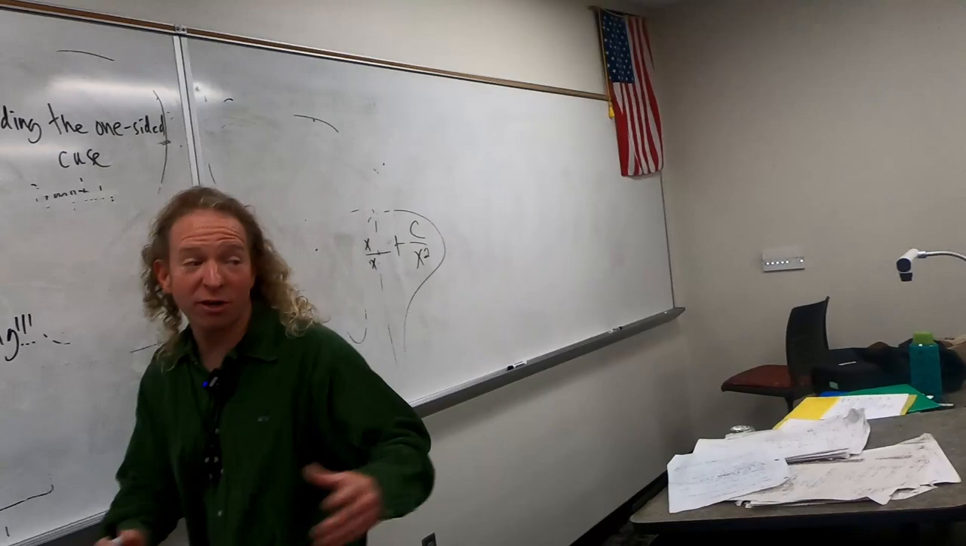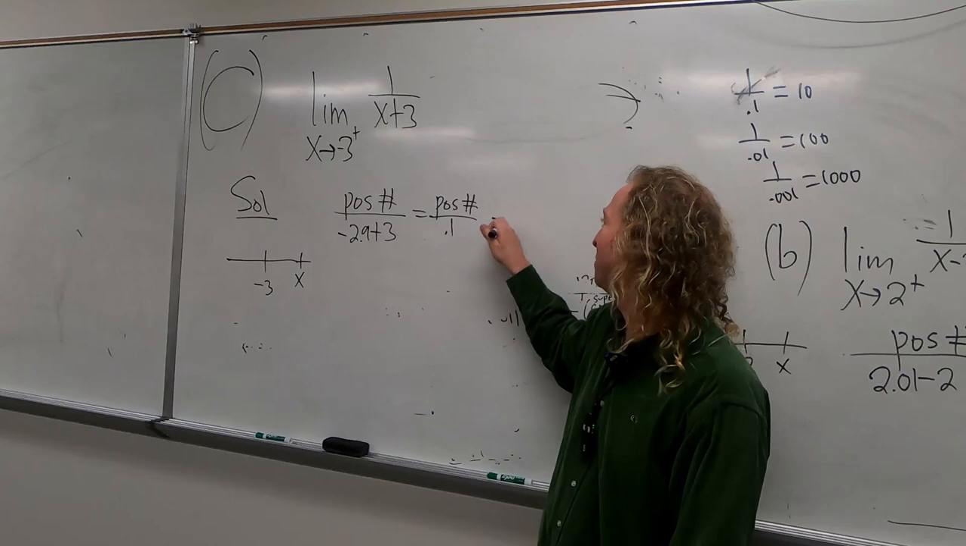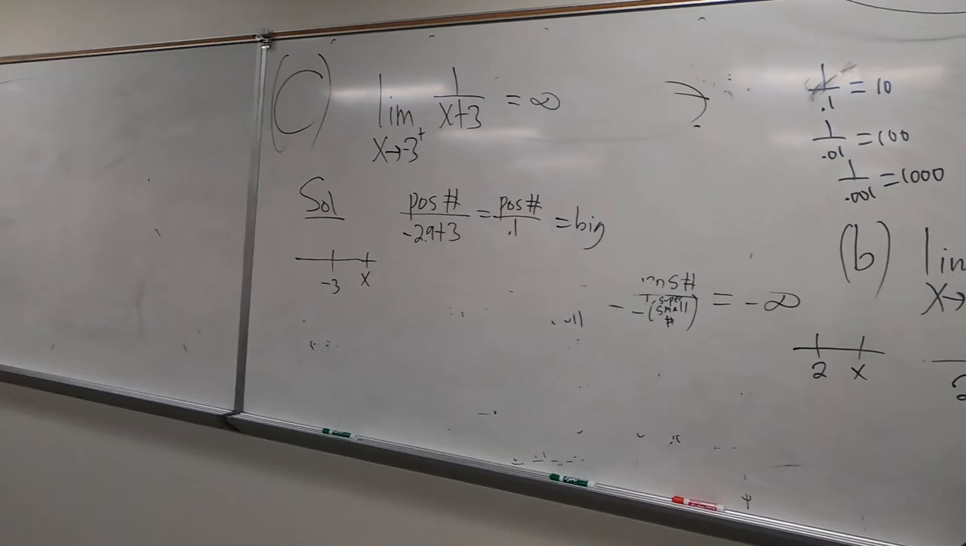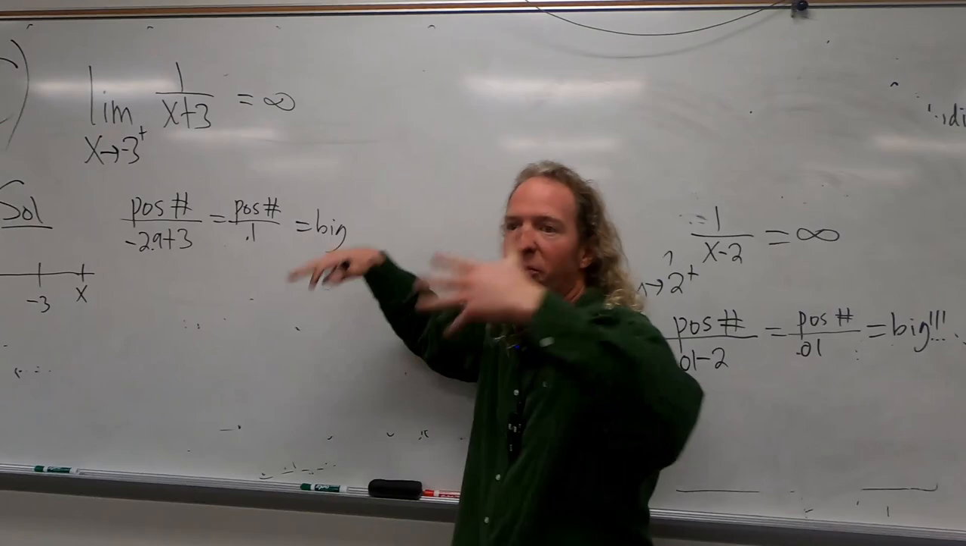So it's going to be infinity. Positive over something small. So this is big. So it's infinity. Good. Let's do another one. Let's keep going. We'll just do as many as it takes, right? Let's just do a bunch of these, because you want to get all these right. This is like 15, 20 points on a test, right? A, B, C, D.